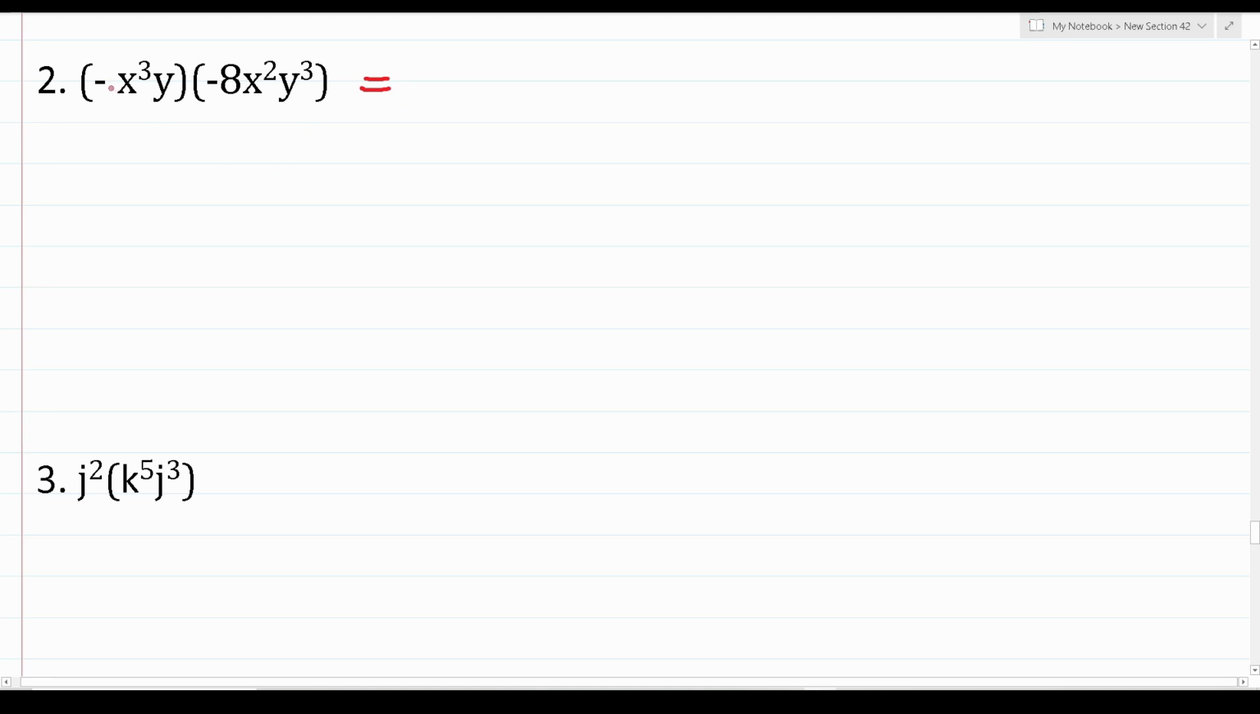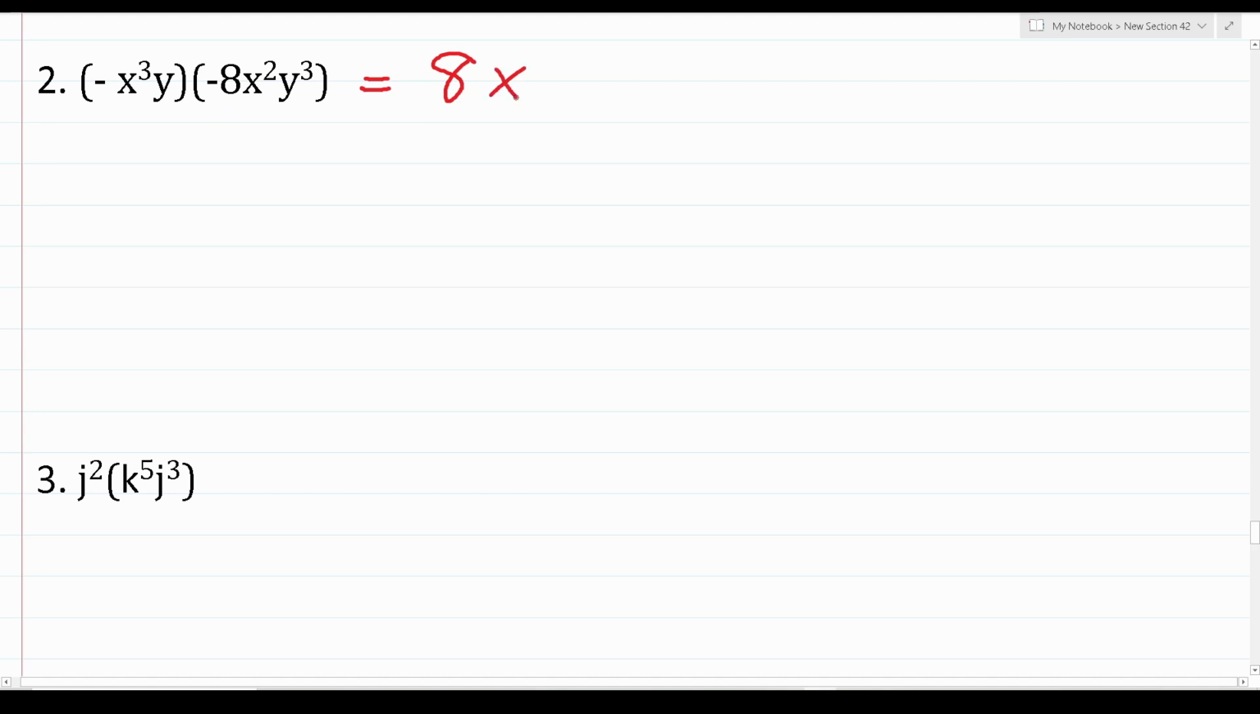So we have negative 1, imaginary 1, times negative 8. Well, a negative times a negative is going to be a positive, and negative 1 times negative 8 is going to be positive 8, so our coefficients are done there. Now we're going to use the product rule to take care of our exponents.